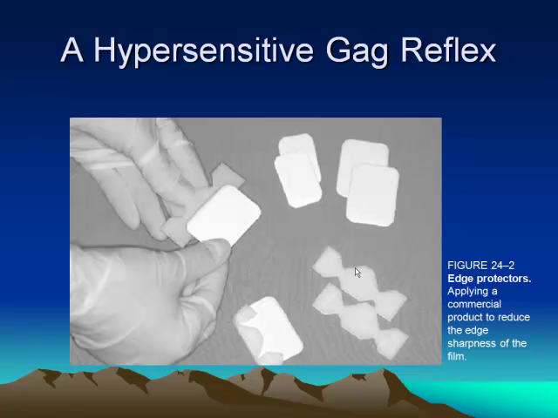If a patient has a hypersensitive gag reflex, there are commercial products such as edge protectors that you can slide along films to reduce the sharpness of the film and decrease tactile stimuli.